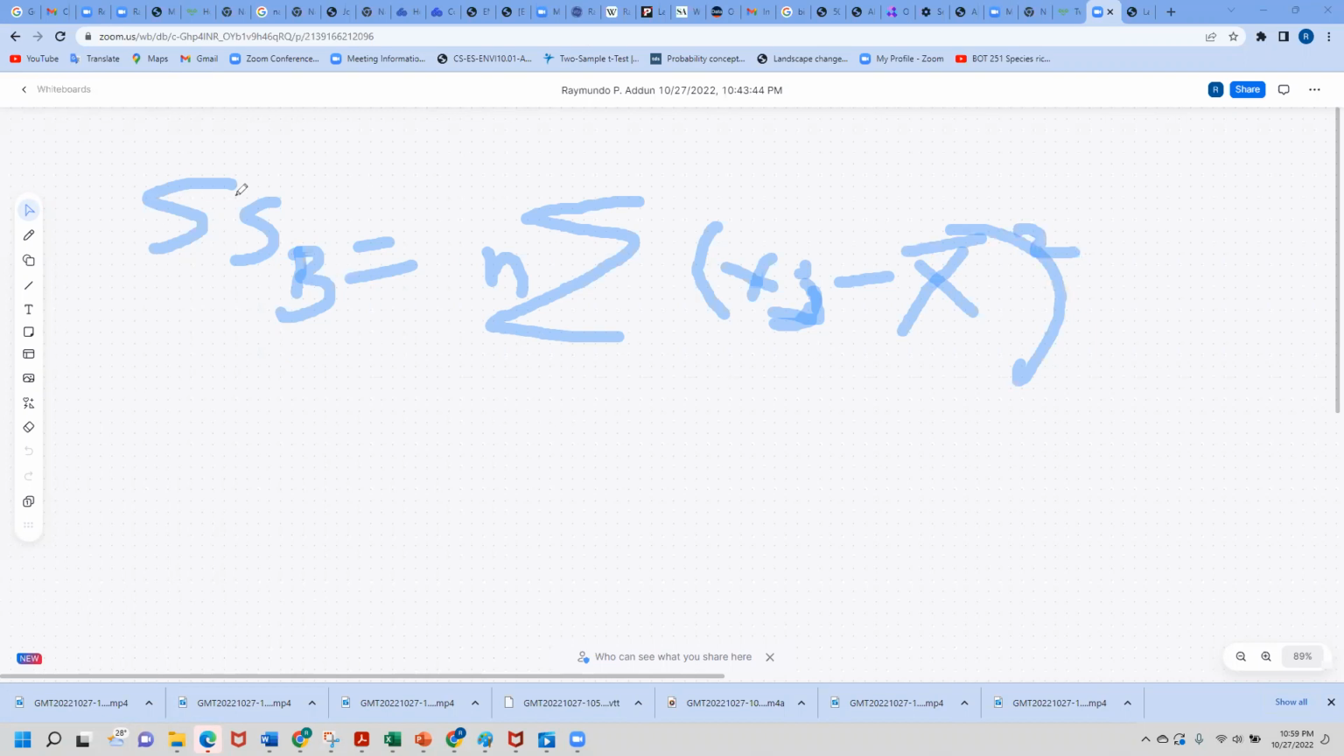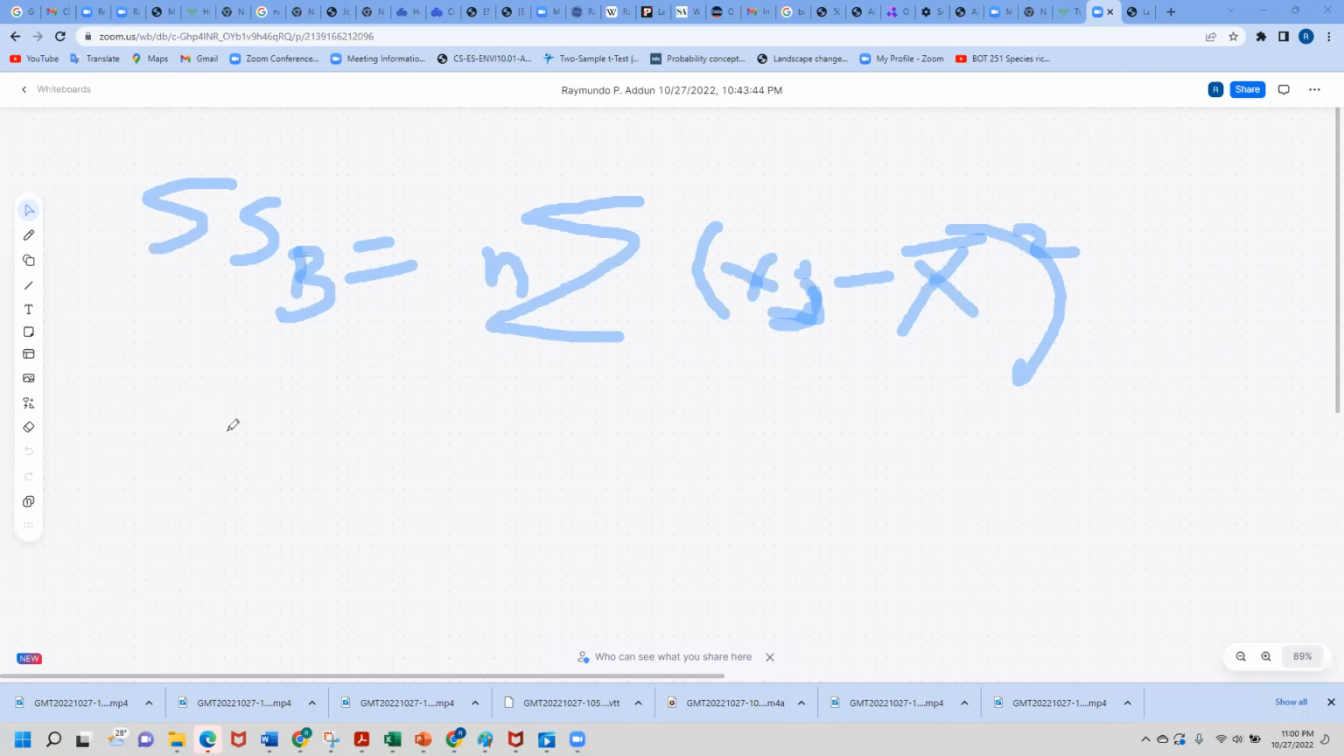So we have the sum of the mean. It's not the variance yet. It's the sum of squares. And we need that to get the variance of the means. So SSB is the distance of each mean from the grand mean. You square them to get rid of negative numbers.